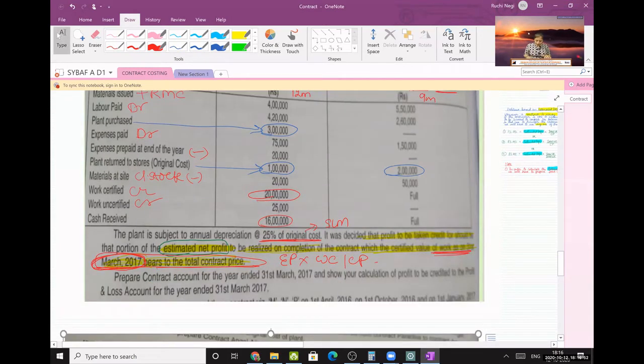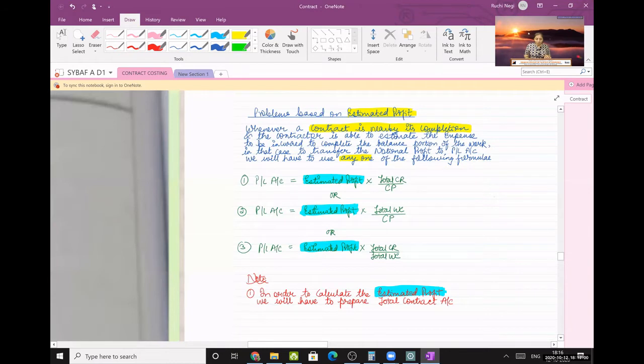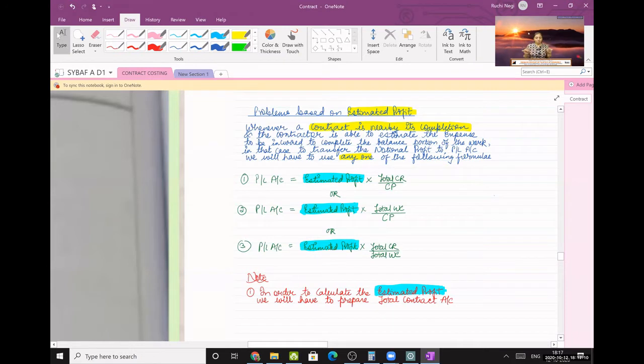And I had also given you this theory part. When we are doing estimated contract costing, we have to calculate estimated profit. And how do we calculate estimated profit? By preparing the total contract account. So these are the probable formulas when you calculate estimated profit. This is how you divide your notional profit. Notional profit is divided this way in estimated contract.